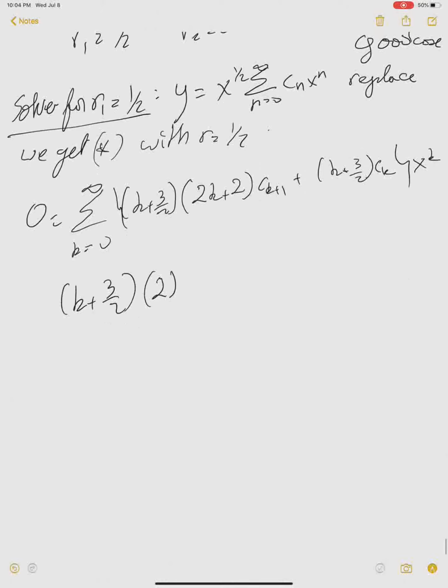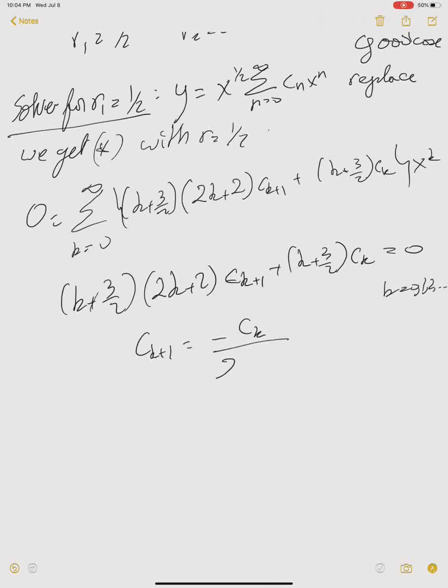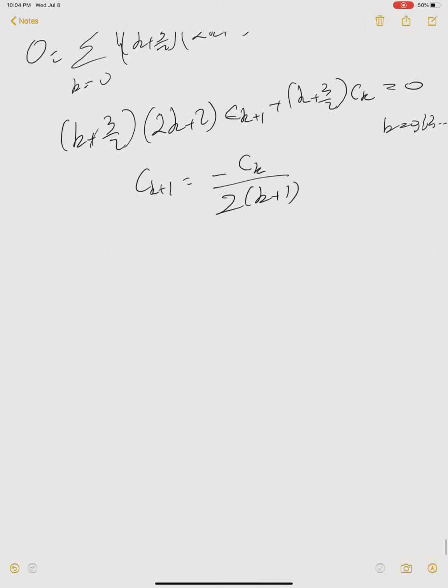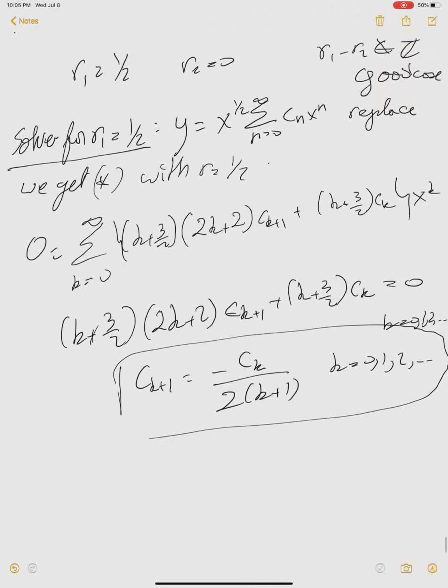So I get k plus 3 half, 2k plus 2, c_{k+1}, plus k plus 3 half, c_k equal to 0. Because I have a power series equal to 0, the coefficients are equal to 0, and this means, for k equals 0, 1, 2 and so on, where this factor is never 0, c_{k+1} is equal to minus c_k over 2 times k plus 1. For k equals 0, 1, 2. And this is a recursive relation for r equal to half.